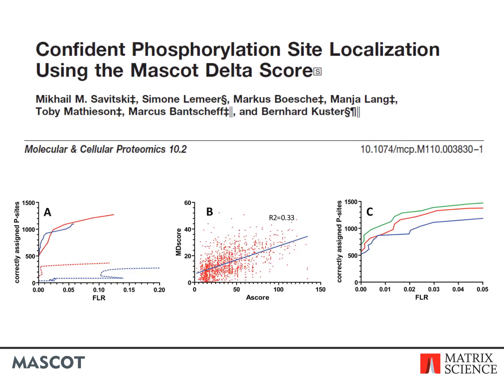Mascot 2.4 reports site localization probabilities using the delta score method published in Molecular Cellular Proteomics by Bernard Kuster's group. They analyzed a collection of synthetic analogues of real phosphopeptides and determined what score difference was required to determine the correct site with an error rate of, say, 5%. Because we don't expect anyone to calibrate their data in this way, we have made the calculation slightly more conservative. A score difference of 10 would give approximately 90% probability that the higher scoring arrangement was correct.